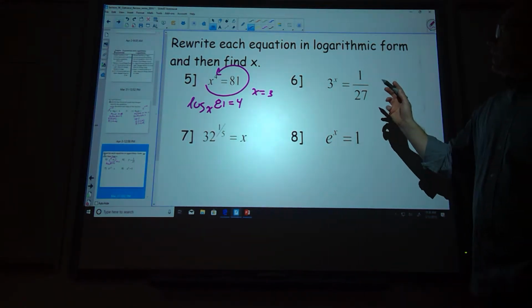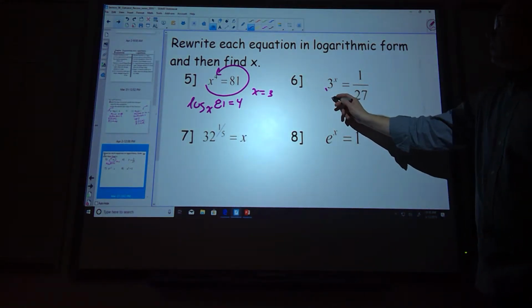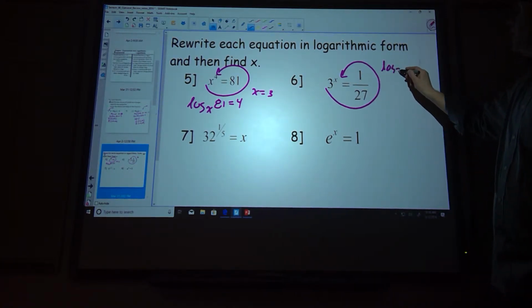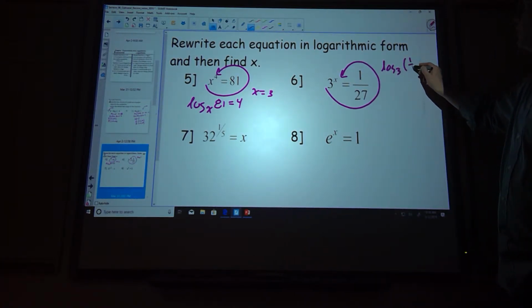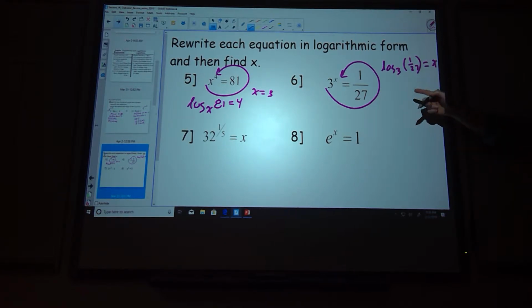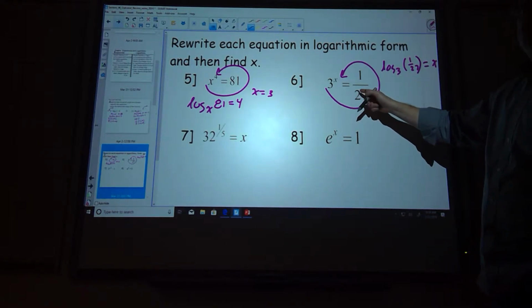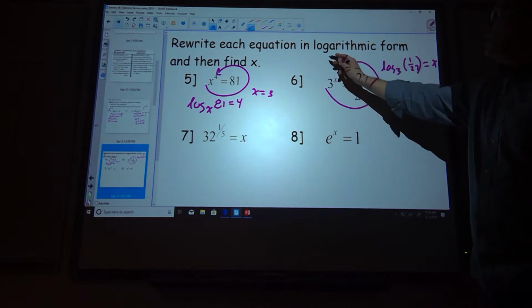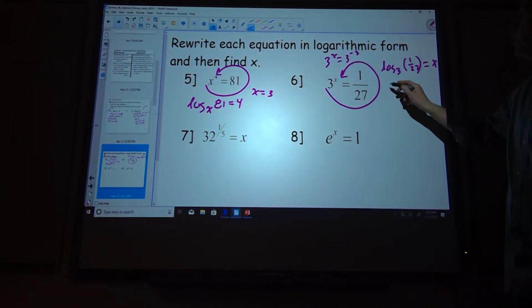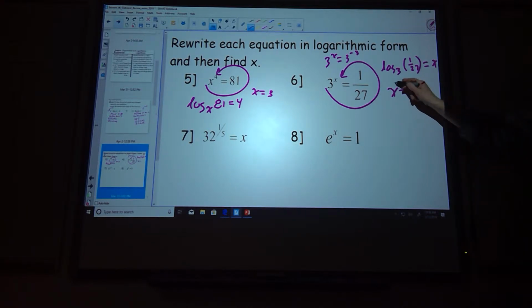Okay, this one, if I wanted to write it as a logarithm, I can do this. That's going to give me log base 3 of 1 over 27 is equal to x. There's a couple ways we could look at this to solve it. We could also realize 27 could move up, make it to the -1. So I'd get 3 to the x equals 3 to the -3. So x has to equal -3 on this one.